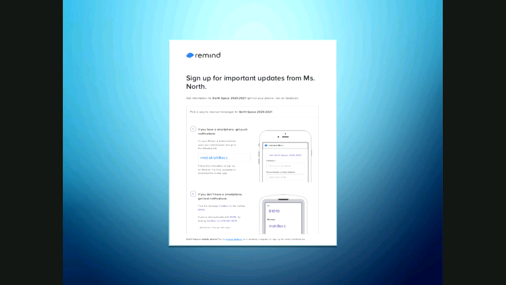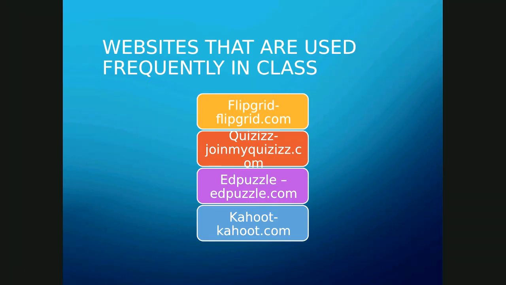We will be using a lot of online things in this class, which makes sense because there are some kids that are at home. Some programs that we've used already are Flipgrid, Quizzes, Edpuzzle, and Kahoot. For Flipgrid and Edpuzzle, the students need to be placed in their hour, and so there's a code for that hour.